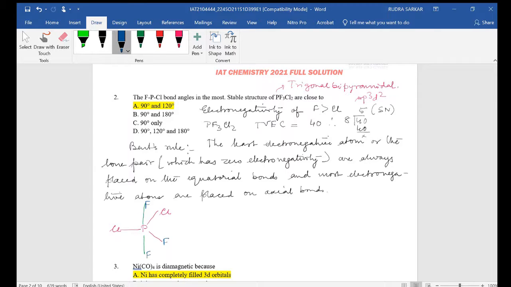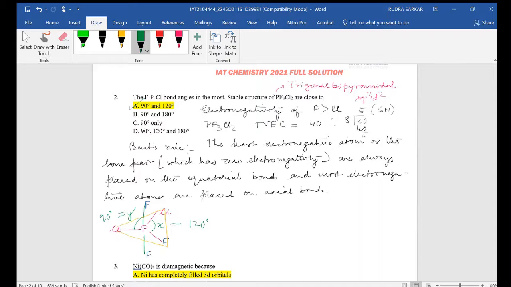So if this is my trigonal plane, and if I think of the angles, then obviously out here this angle, say x, will be almost equal to 120, and that angle, let's say y, will be almost equal to around 90. So out here our answer is going to be option A, which is 90 and 120 are the angles that are possible.